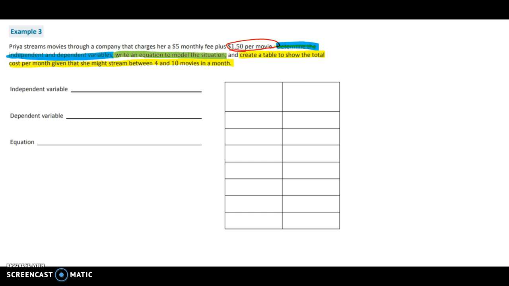And then I've got the $5 fee. So no matter how many movies I get, I still have to pay the $5. So when it comes to the equation, it doesn't matter because we want this to equal y. It doesn't matter how many movies, I still have to pay $5. Even if I don't rent anything, it's still $5. And then next, I know that it's going to be $1.50 for every video that I rent. So here, this is the number of movies.